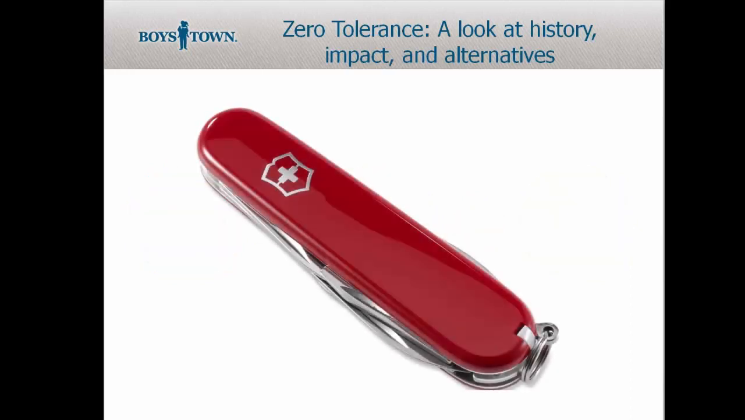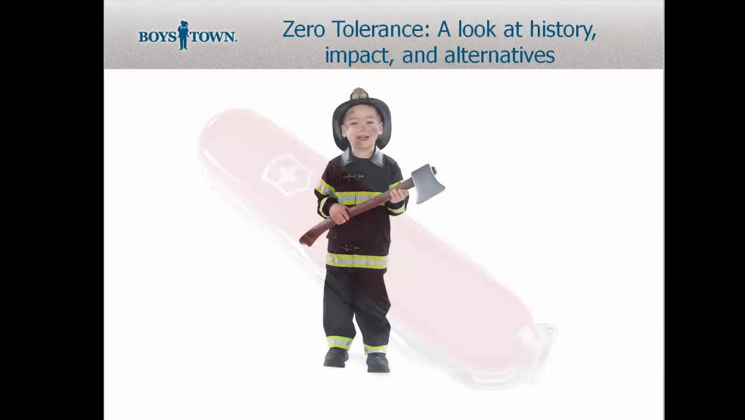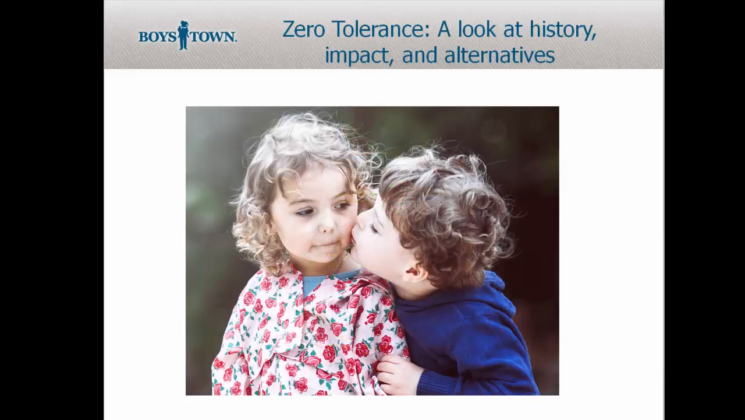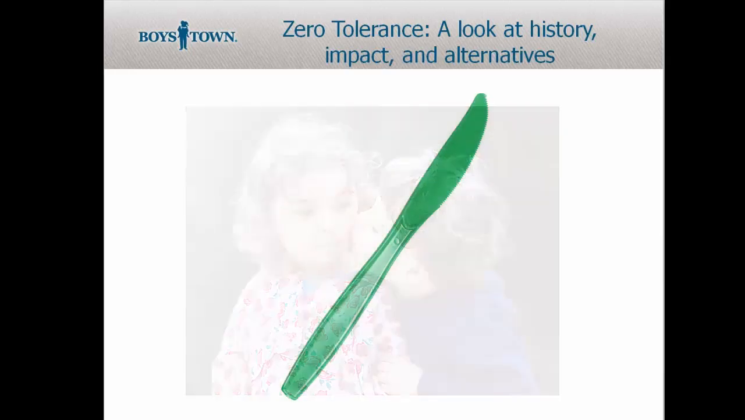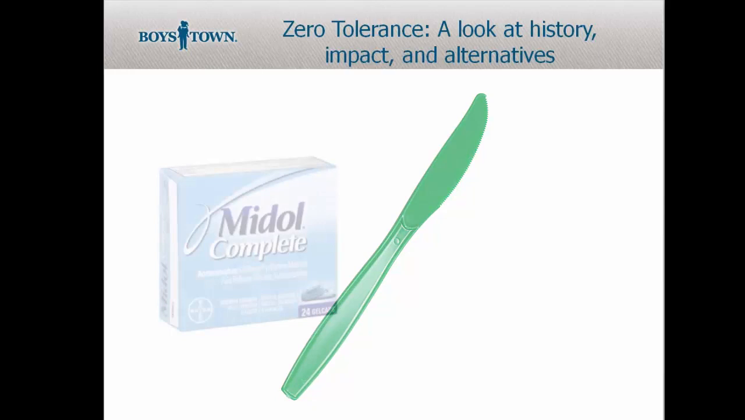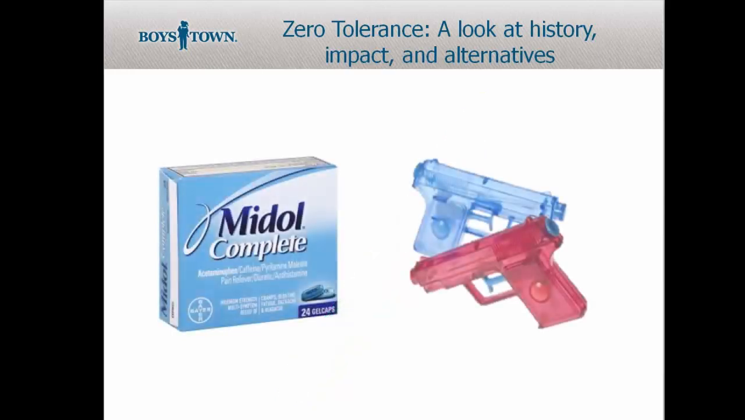A 12-year-old student brought a Swiss Army knife to clean out his fingernails and received a suspension for having a weapon. We have the instance of a 5-year-old who wears a firefighter Halloween costume that has a plastic axe and receives a suspension for a weapon. A 6-year-old male student kisses a female classmate and is suspended. A student brings a plastic knife to cut a piece of chicken in their lunch and is suspended for having a weapon. Possessing things such as Midol or a water pistol have also led to suspensions under zero tolerance policies.